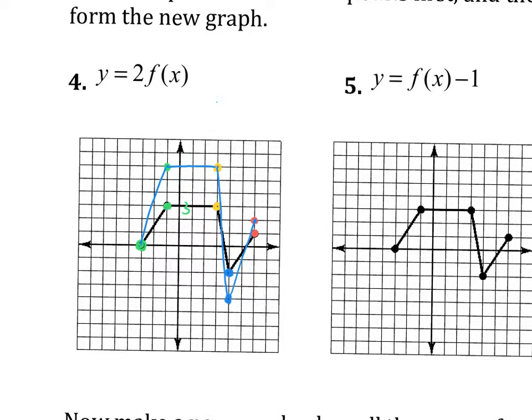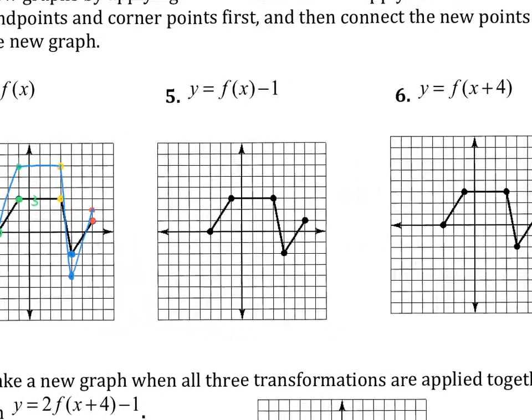But notice it's not congruent. It's not the exact same shape. It's not that I just shifted it up and down. I've stretched it up and I've stretched it down. So that's why it's called a stretch. All we do is multiply the horizontal by 2 in this case.